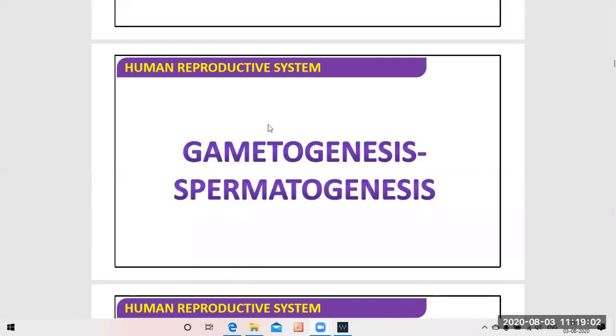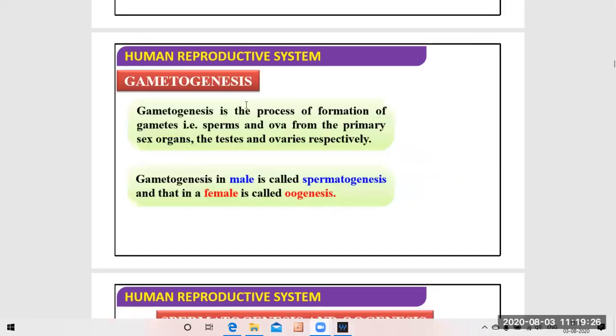And spermatogenesis means what? The formation of the sperms. The formation of the sperm within the male, or they mature. So that process is called spermatogenesis. Okay, clear?